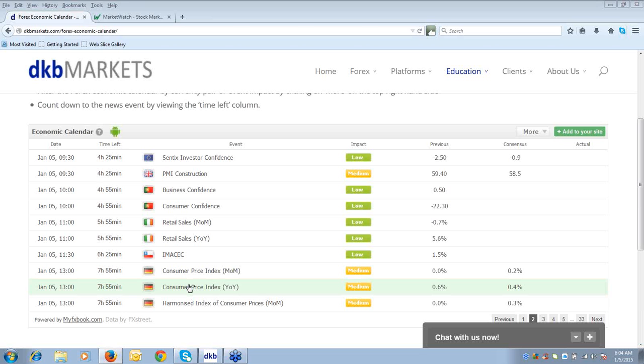As we all know, the Consumer Price Index is always a report of high importance to note. It is stated as medium here, but since it's the Consumer Price Index for Germany, and we know Germany is one of the major economies, the major powerhouse in the Eurozone, we need to take note of that report due out at 2 p.m. So although it's noted as medium here, we're going to take it seriously because it's coming out from Germany. So we're going to be very careful trading prior to 2 p.m.